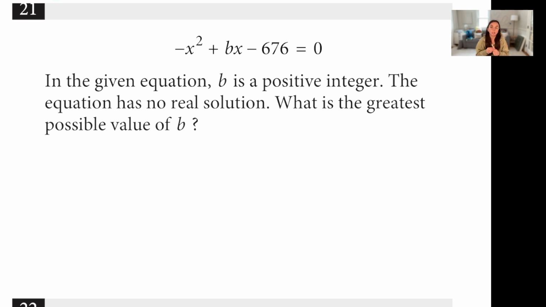So this problem reads, in the given equation B is a positive integer. The equation has no real solution. What is the greatest possible value of B? Okay, so the key for this one is no real solution, okay? And we're looking for the greatest possible value of B. So what we're going to use to do this by hand is something called a discriminant.